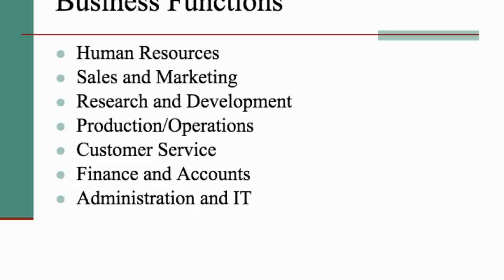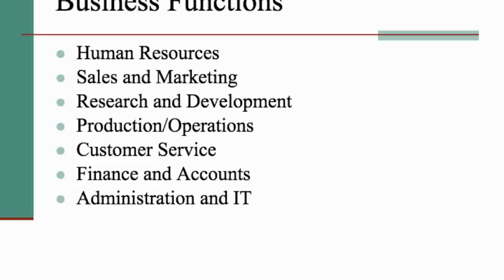So when we look at the business functions, this is literally just a little recap. We've used a lot of these terms. So we could be looking at human resources: who looks after your staff, who ensures that they're trained, who recruits the right people. We could look at sales and marketing: how do you decide on the products, how do you decide on the advertising or the promotional method.